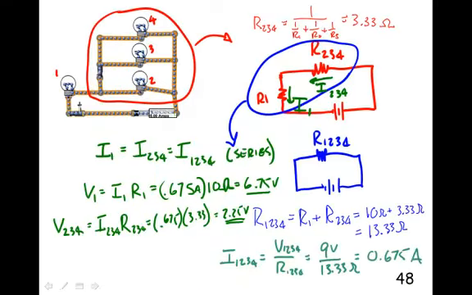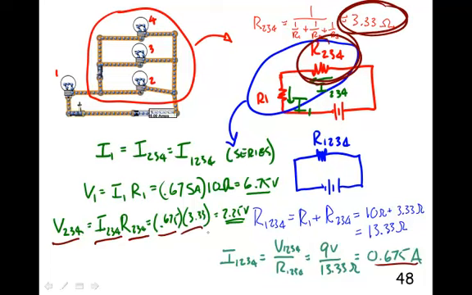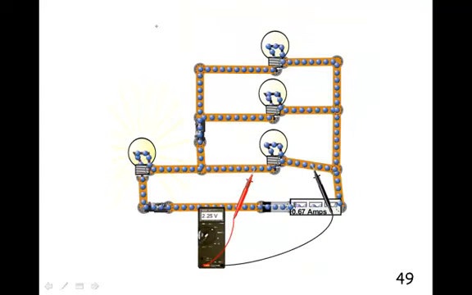Well, let's calculate the voltage on R234. So V234 will equal I234 times R234. And the current is the same through each one of those elements. It's 0.675 because they're in series. And then the resistance R234 was 3.33. Stuck that in there. So we should have 2.25 volts across the equivalent resistance of those three here.